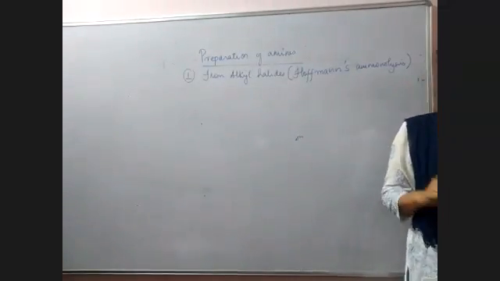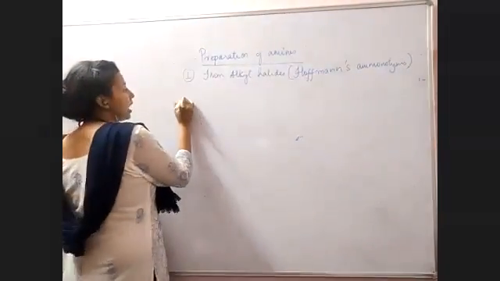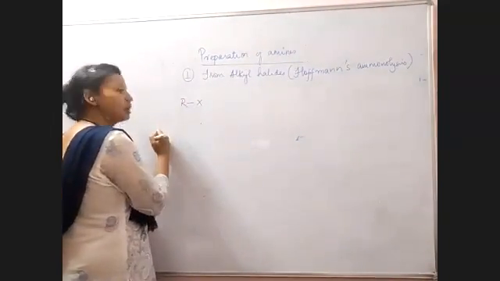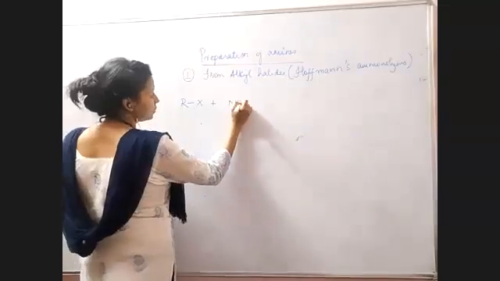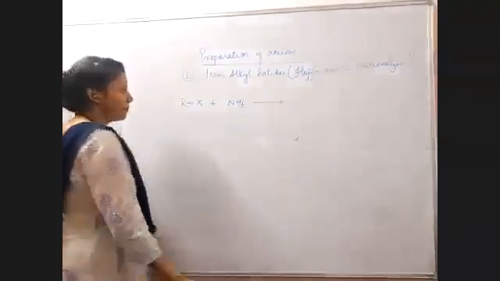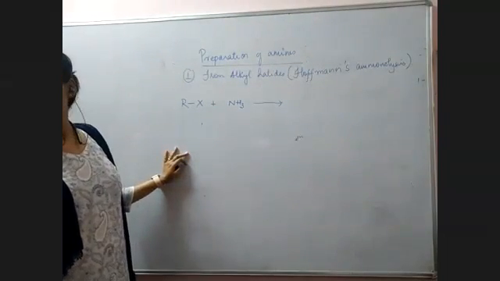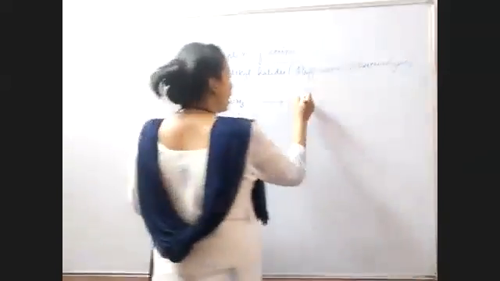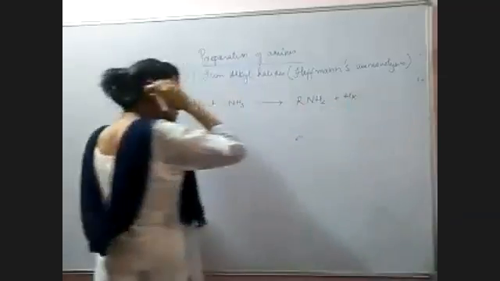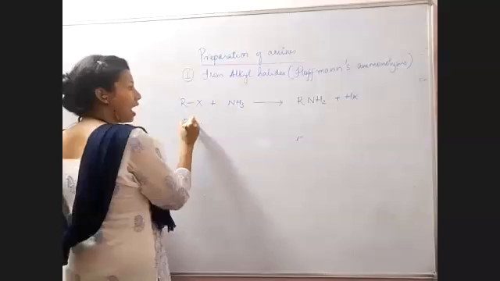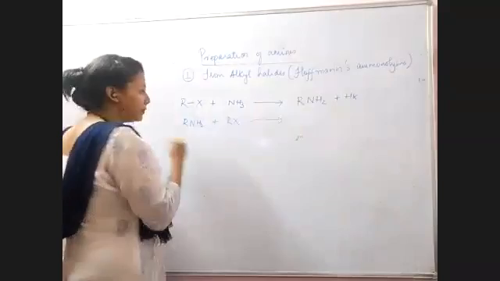Okay. Alkyl halide is RX. Yes or no? I need ammonia, NH3. Product क्या बनेगा? RNH2 plus. Very good. So RNH2 plus HX. Let's continue the reaction. RNH2 plus RX. क्या बनेगा?